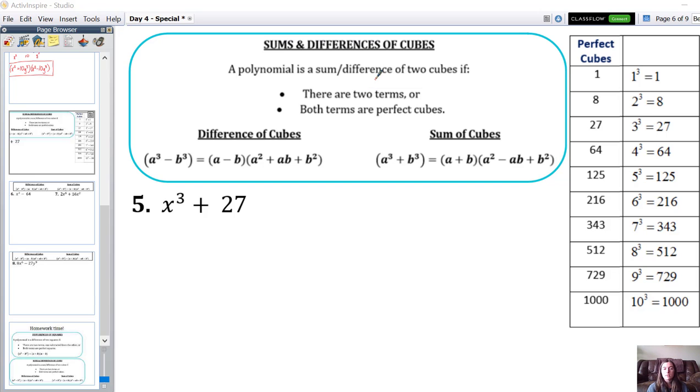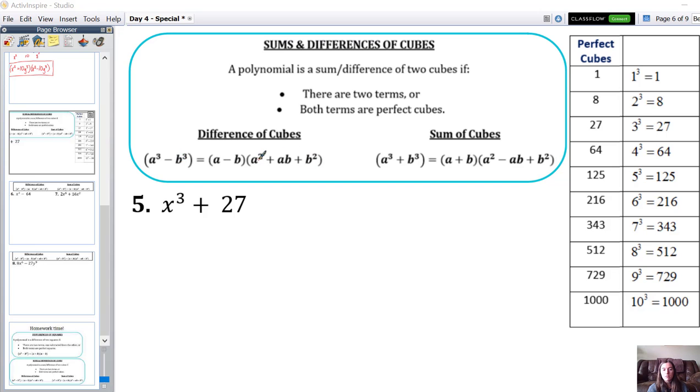Now here, a polynomial is a sum or difference of two cubes if there are two terms and both terms are perfect cubes. We have a difference of cubes if we're subtracting our two terms. We have a sum of cubes if we're adding them. If it's a difference of cubes, your very first term is going to be the cubed root of your first number minus the cubed root of your second one.